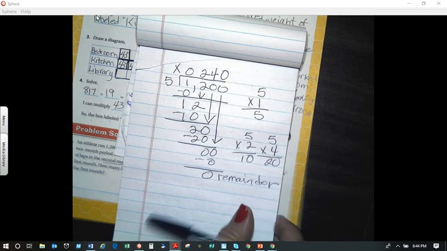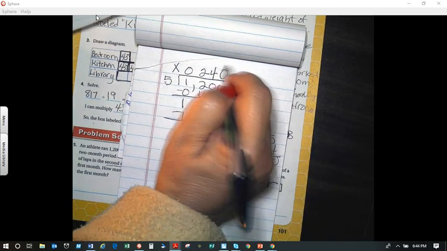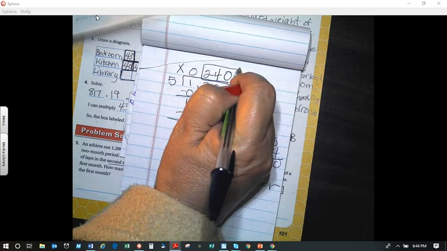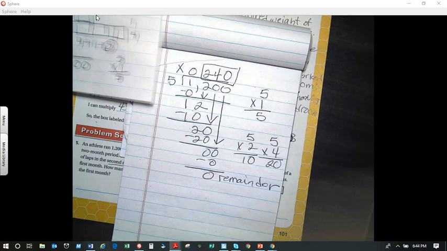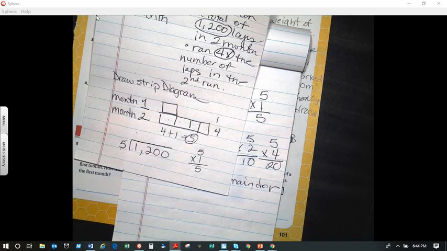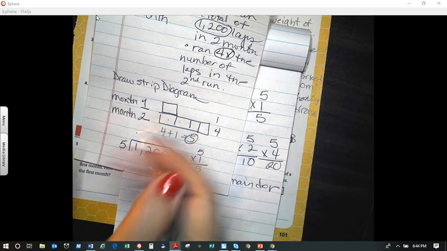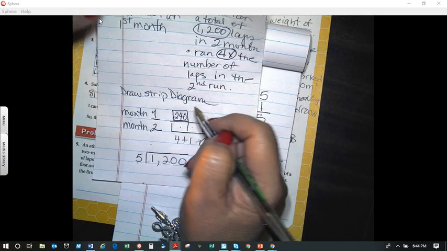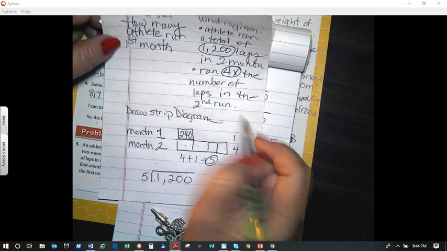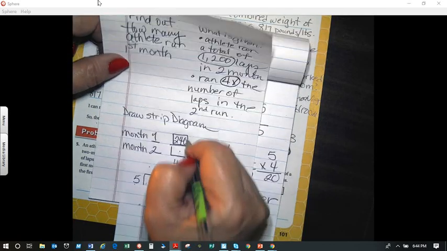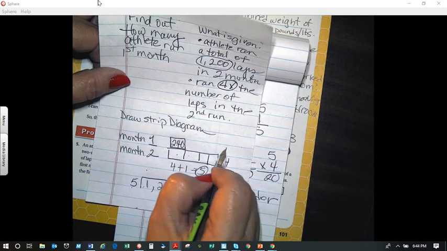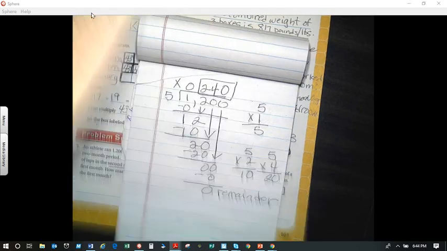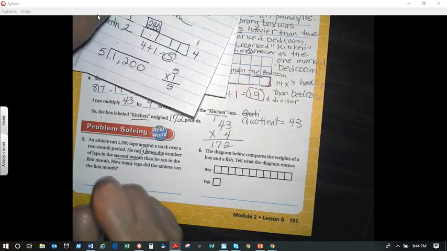So I'm coming over here. How many laps did he run on the first week? I got my sweater. He ran 240 laps. Is that what we were looking for? How many did he run on the first month? Yep. So it's 240 because it's 240 times 1. That's all he ran. So the answer equals 240 laps.